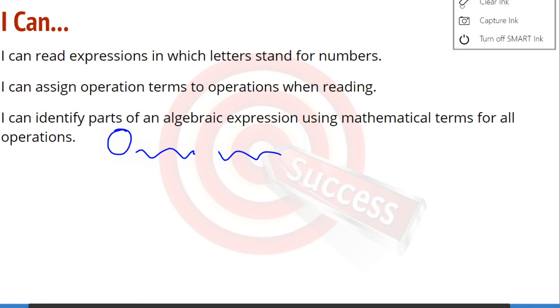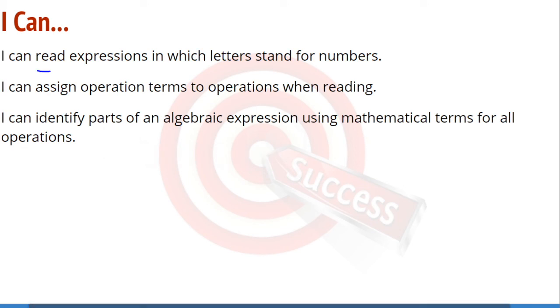All right, looking at the I can statements. Hopefully at this point you are starting to get into your language arts brain here and you are saying, I can read these expressions. Yes, I need to think about the vocabulary. Yes, I need to think about what is going to come first. One of the tricky parts about math is when we read math expressions, we don't always write them left to right. Sometimes they'll tell us what happens at the end first. Hopefully you are thinking about what the operation terms mean. When I read these words, I have an idea of what operation I'm supposed to perform. I can identify parts of an algebraic expression using mathematical terms for all the operations.